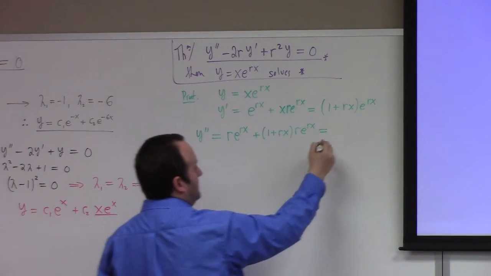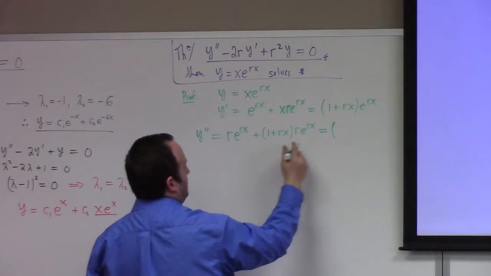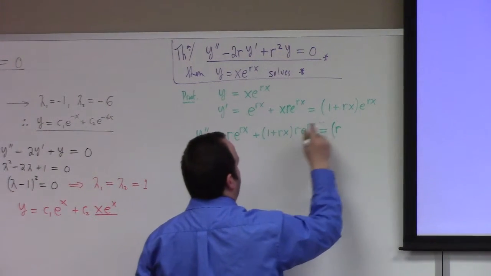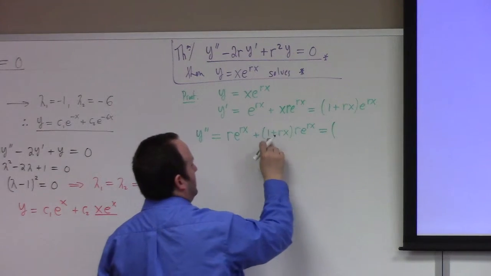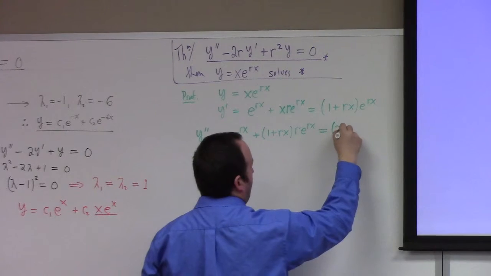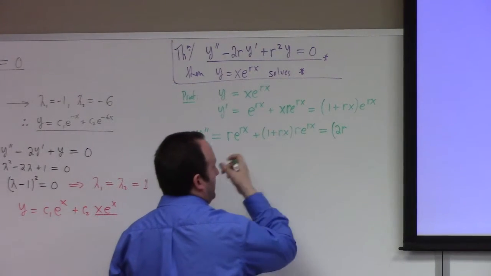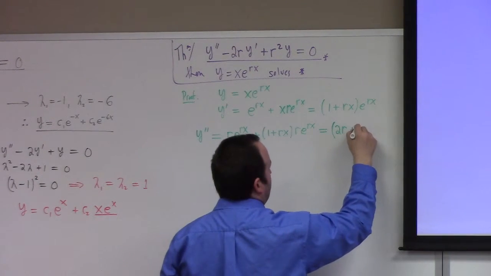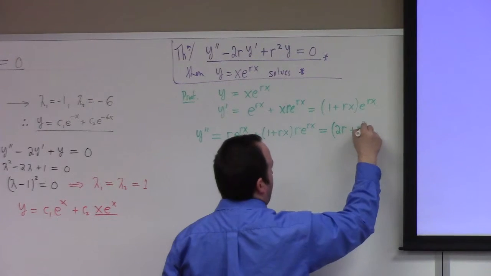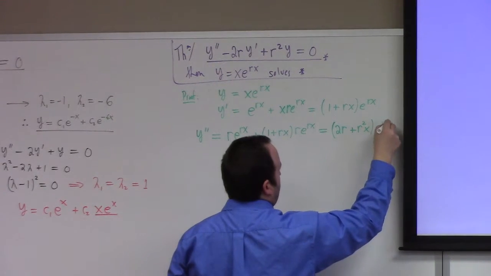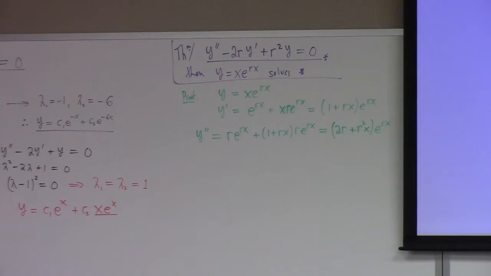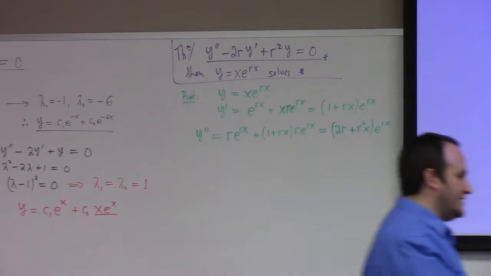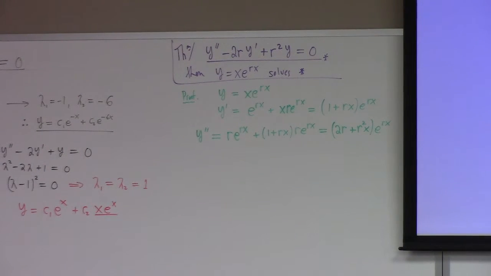Let's clean it up again. This is r, well, excuse me, how many r's are there? 2 r's, right? So 2r plus r^2 x e^(rx), right? All I'm doing is differentiating the proposed solution, and I'm going to show you it works.